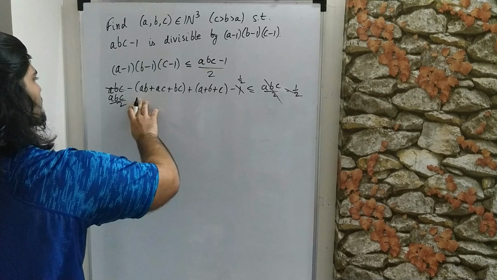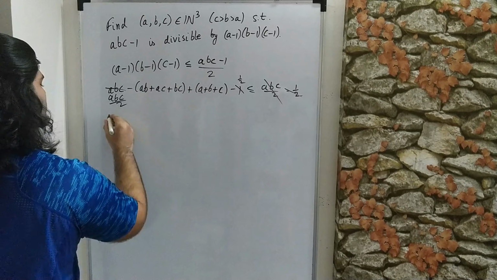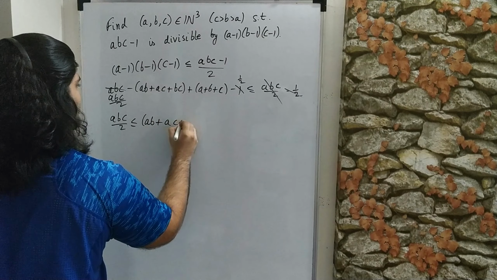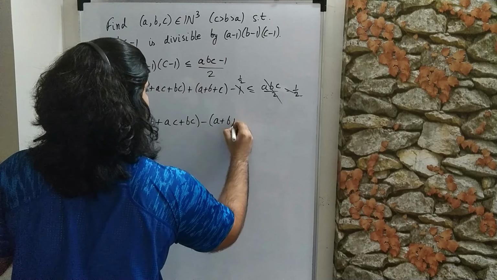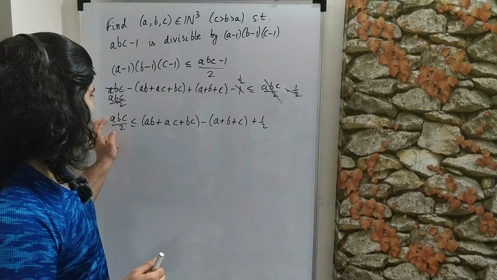So now we can move this and this to the other side, and also this. So we'll get ABC by 2 is less than or equal to AB plus AC plus BC minus A minus B minus C plus half. And now what we'll do is we'll divide out by ABC.